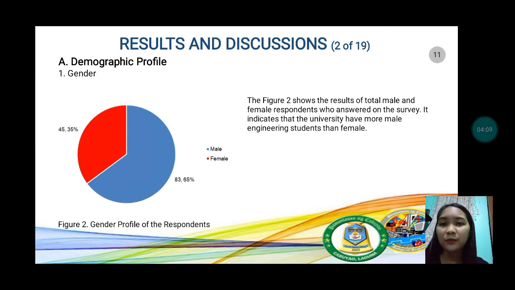For the gender, Figure 2 shows the results of total male and female respondents who answered the survey. It indicates that the university has more male engineering students than female. 65% of respondents were male and 35% were female.